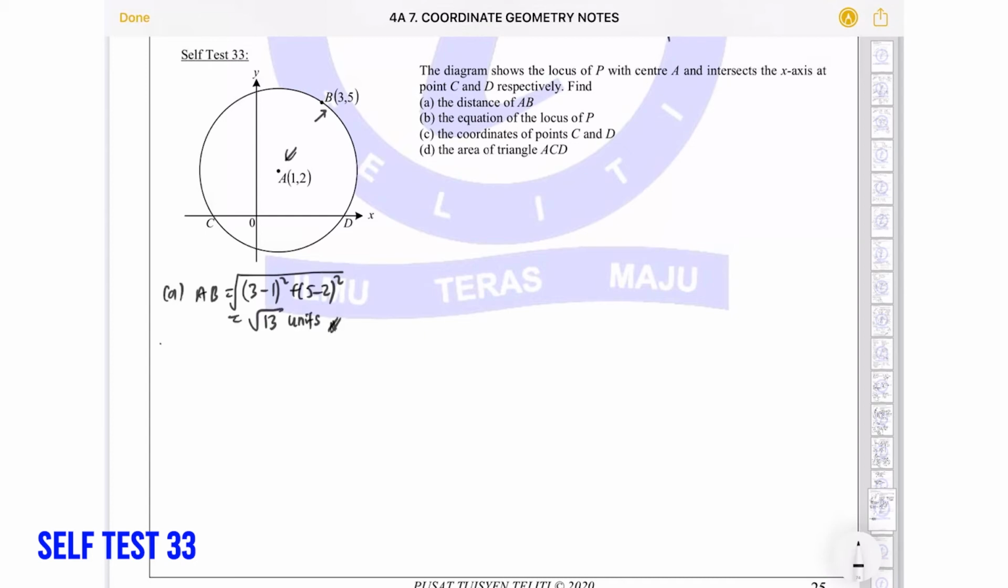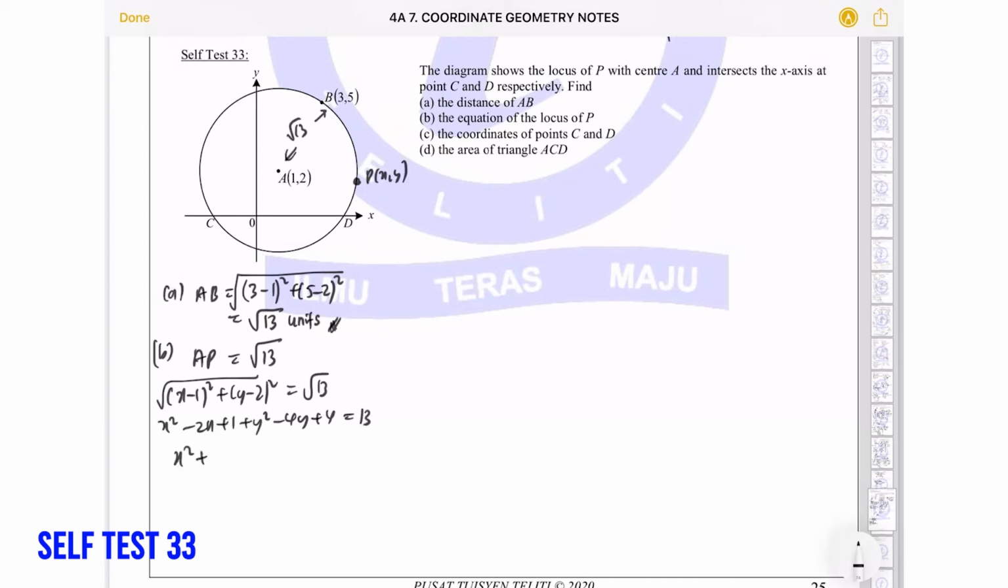Okay. Second one, find equation locus of P. Now P is a moving point, okay, x, y. Alright, so the center is at A, but we know the radius is root 13, so we can say AP is constantly root 13. Take x minus 1 square, y minus 2 square, put the square root over root 13, square both sides, x square minus 2x plus 1, y square minus 4y plus 4, root 13 square is just 13. We rearrange it. Okay, for this will be -8 equals 0. So that's your equation of locus.